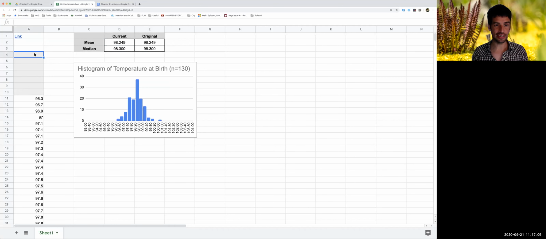So let's just add some data in. First I'm going to add some data at the low end of our histogram, values of 93. So I'm adding in all 93s.